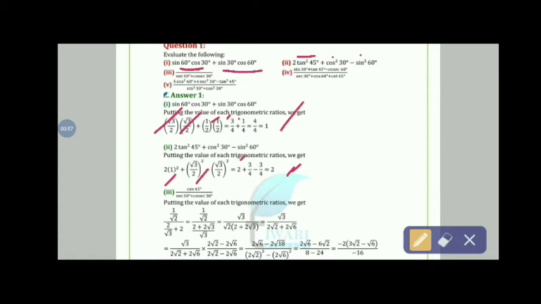Now moving to the third part, it is given cos 45 degree all over sec 30 plus cosec 30 degree. So putting the values, cos 45 means 1 over root 2, then sec 30 is 2 over root 3, and cosec 30 is 2. Now after taking the LCM in the denominator, we have 2 plus 2 root 3 over root 3. Now we have to rationalize this. This is not the complete answer, so how do we rationalize this?